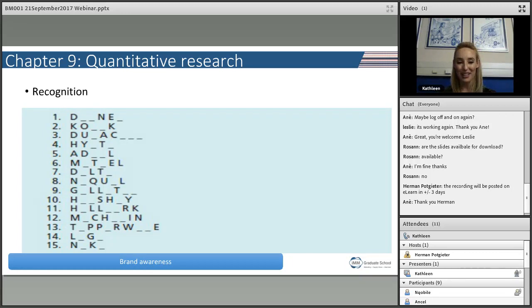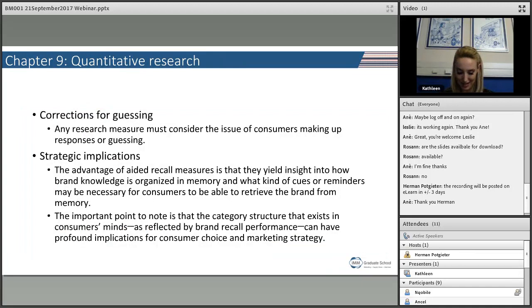In your textbook, they give you quite a nice fun activity to work on with recognition. They give you a series of brand names with a few letters missing, and they ask you to fill in the gaps. It's on page 339 of your textbook if you would like to add some fun to your studying. And it's just an example of a brand recognition exercise.